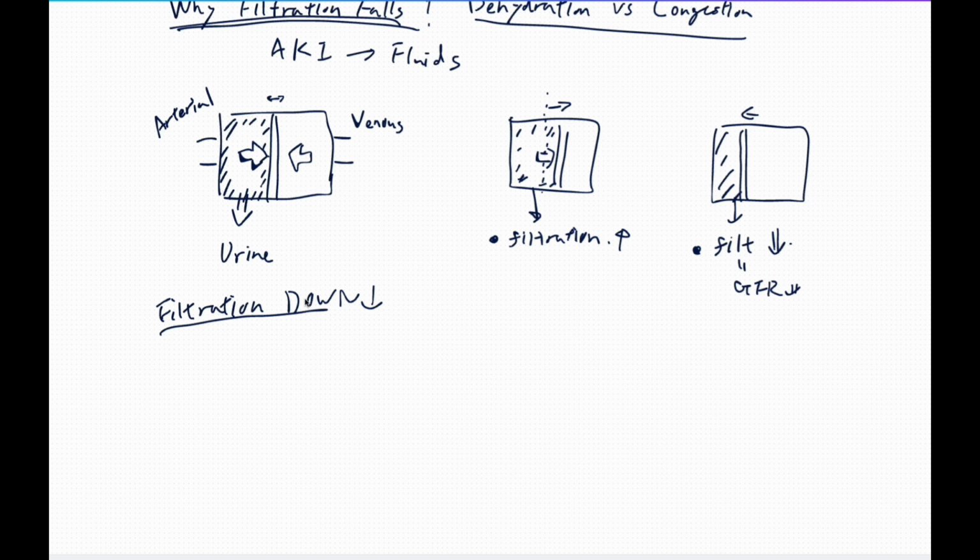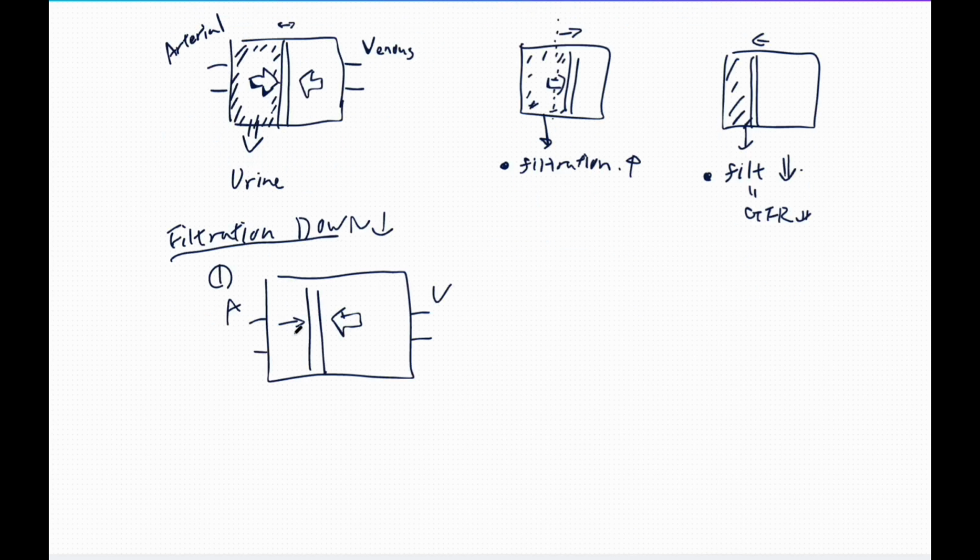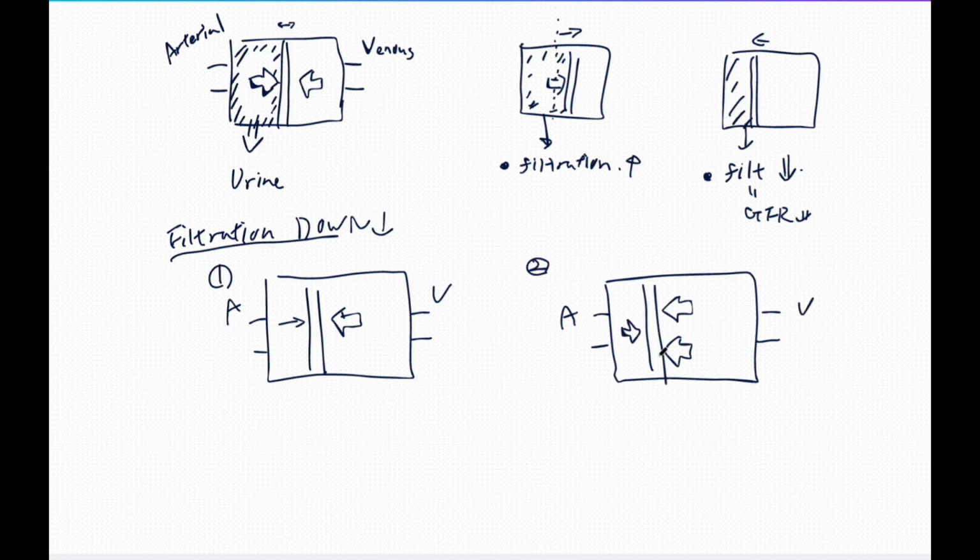There are only two mechanisms. First, the pushing force from the left becomes weaker. Second, the resisting force from the right becomes stronger. No matter the cause, if the board moves to the left, filtration falls. This simple idea explains most cases of AKI. With this image in mind, let's look at two common patterns of AKI.